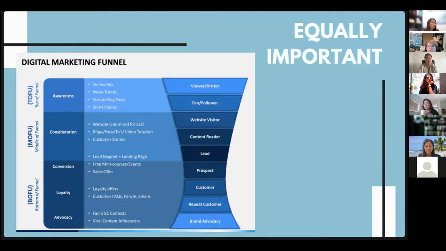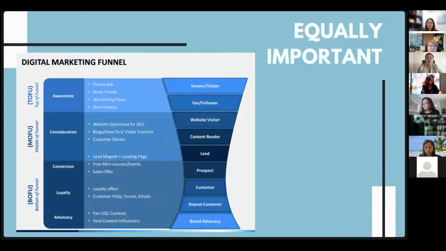This is where that tripwire lead is where we were talking about. This is where you can implement that to get people from a prospect to a customer. Once they become a customer, this is where you start to incorporate those loyalty offers, those loyalty programs, and really begin to nurture them as a customer of your brand. And then they become a repeat customer.